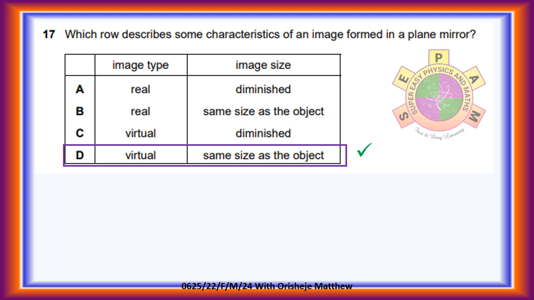1. Same distance behind the mirror. The distance of the image from the plane mirror is the same as the distance of the object in front of the mirror. 2. Virtual. The image formed by a plane mirror is virtual, meaning the light rays don't actually come together at the location of the image. 3. Same size. The image formed by a plane mirror has the same size as the object. 4. Laterally inverted, meaning it's flipped left to right. 5. Erect, meaning it's not upside down. The correct option is D.